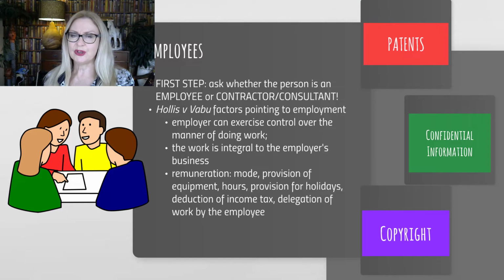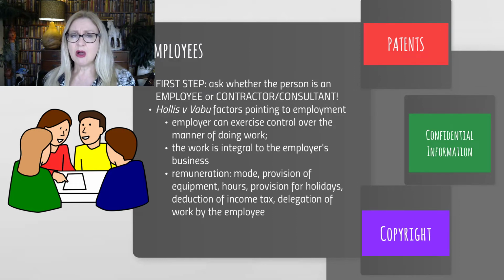The employer could exercise control over the way that the couriers did their work. The work was obviously integral to the employer's business. And there were various factors around the way that these couriers were paid their remuneration that certainly suggested an employment situation. So the mode of payment, provision of certain equipment, hours that were stipulated, provision for holidays, that's a big one, deduction of income tax and delegation of work.